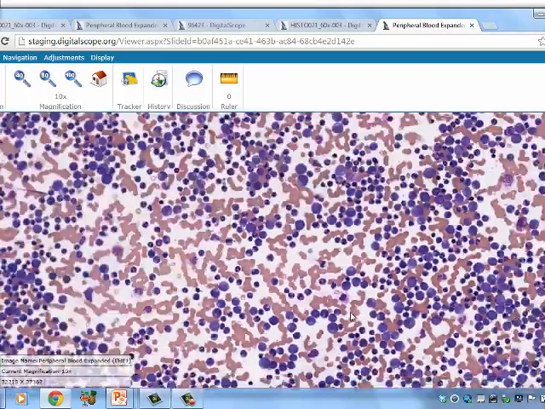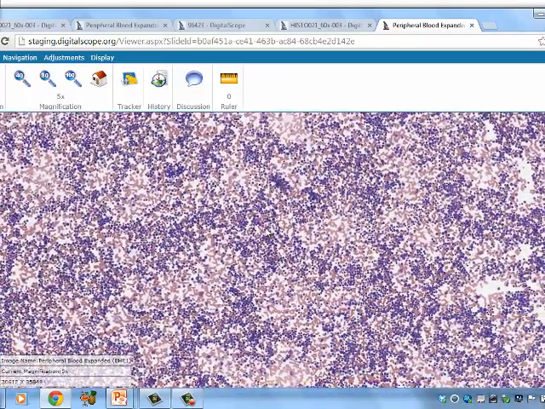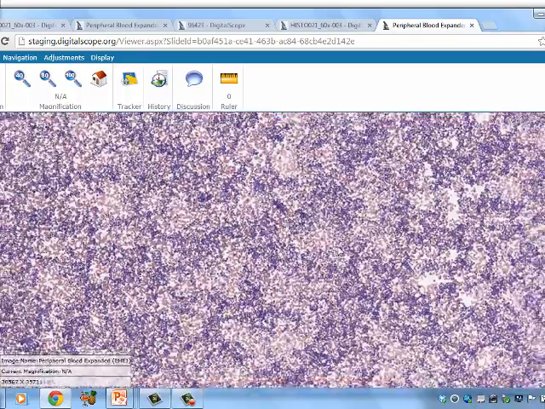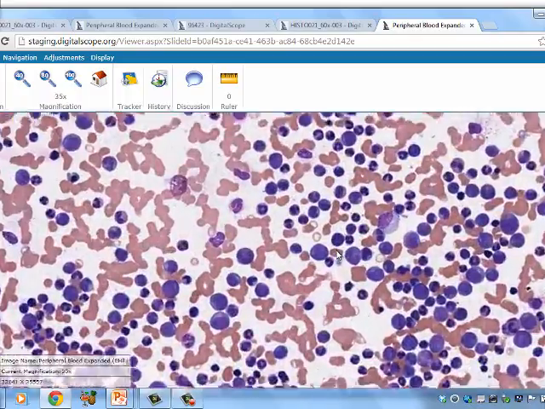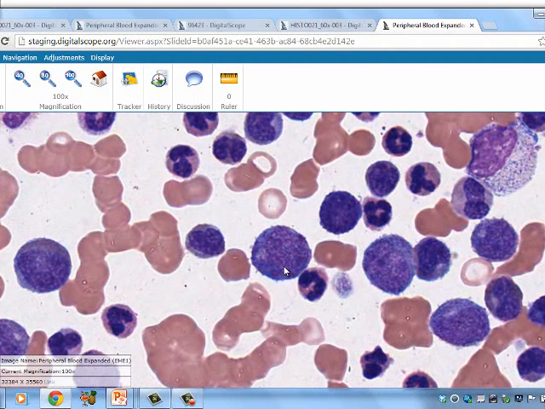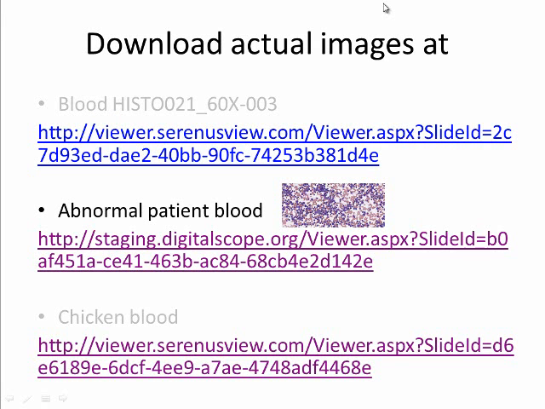So if we just look at it in low magnification, you can see there's lots of blue. The blue is because there's a high density of precursor cells, and also the individual cells are quite large, much larger than what we would see there.